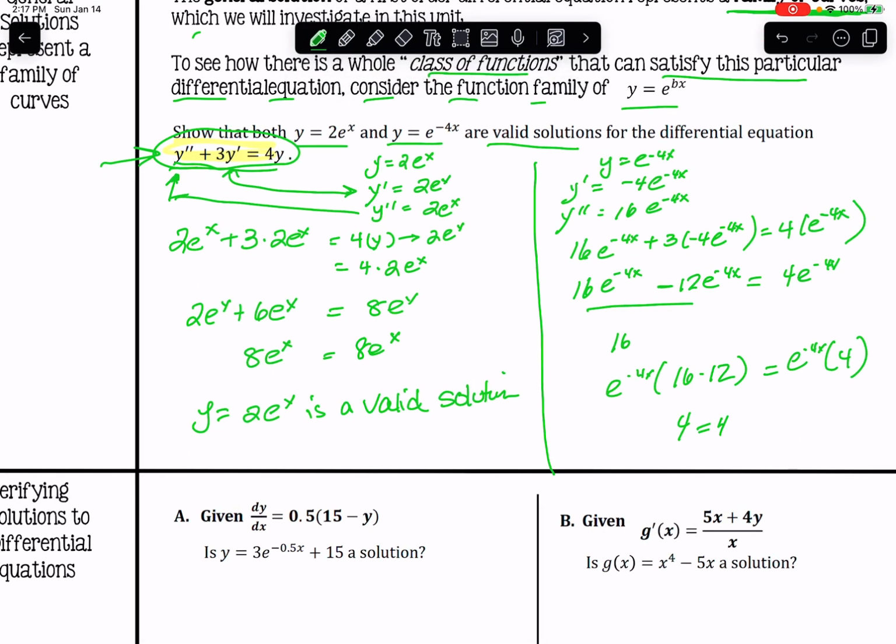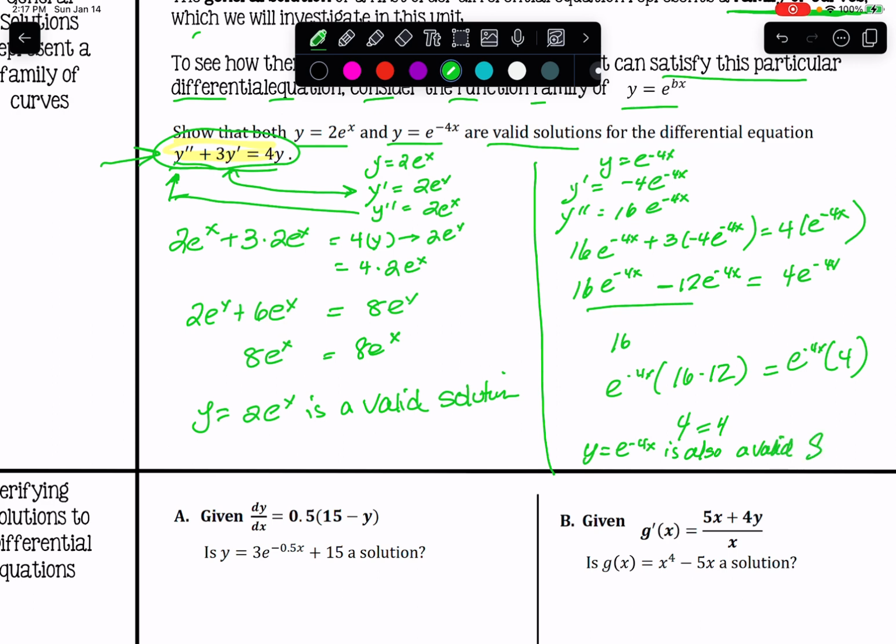So that means that y equals e to the negative 4x is also a valid solution.